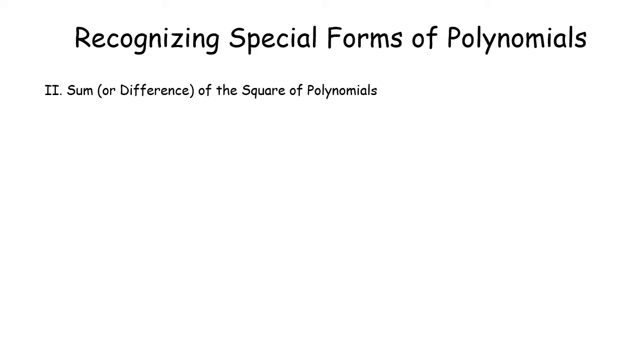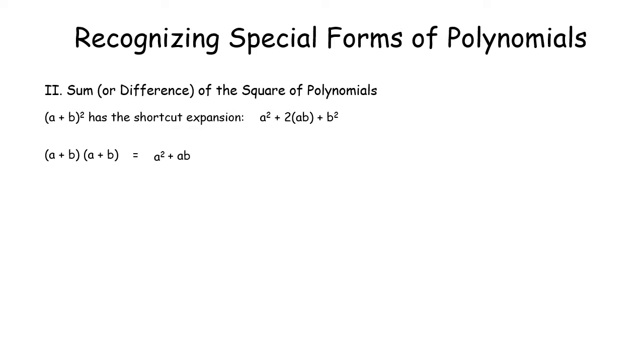Another special form of polynomials is the sum or difference of the square of polynomials. Given a plus b squared, the shortcut expansion is a squared plus 2 times ab plus b squared. And this is because a plus b squared is really the same as a plus b times a plus b, which when we FOIL, the first term we will get is a squared. The outer term is a times b. The inner term is a times b. And the last term is b squared. Notice that the middle terms, a times b, can be combined to make 2 times ab.